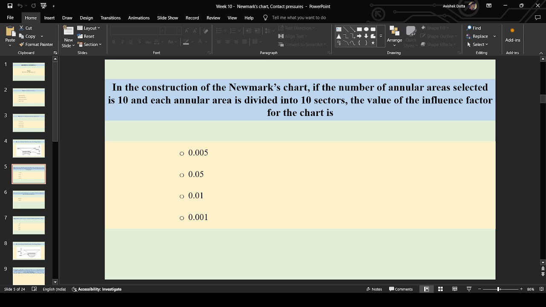In the construction of the Newmark's chart, the number of annular areas selected is 10 and each annular area is divided into 10 sectors. The value of the influence factor for the chart is, your options are 0.005, 0.05, 0.01 or 0.001.